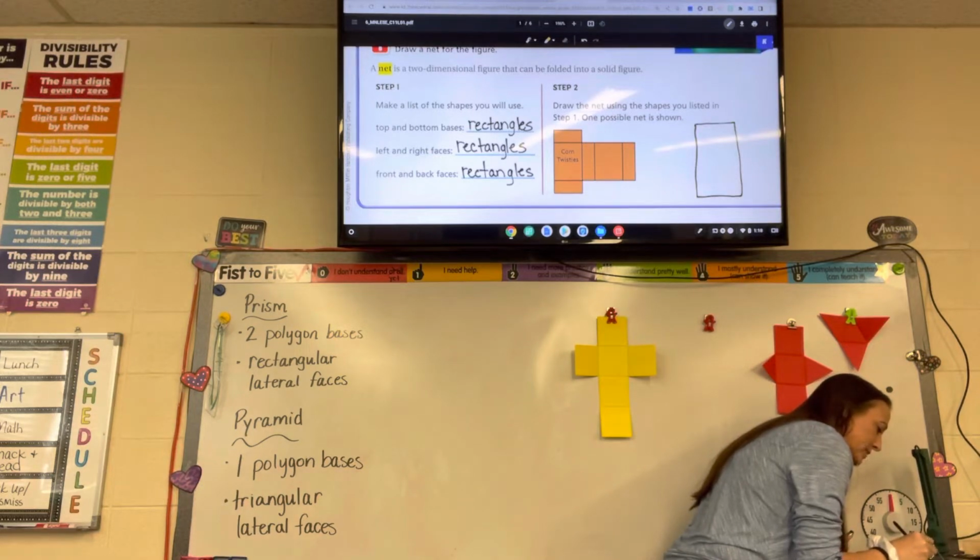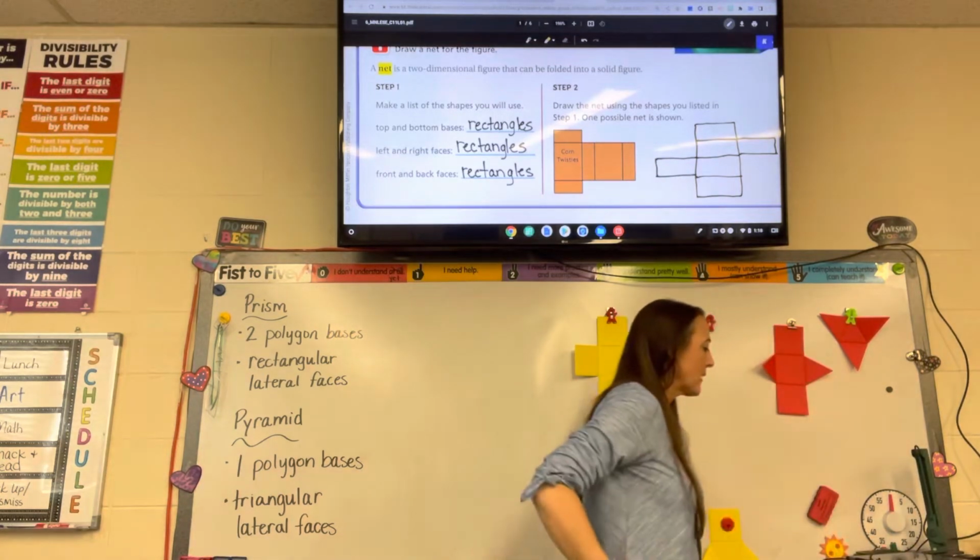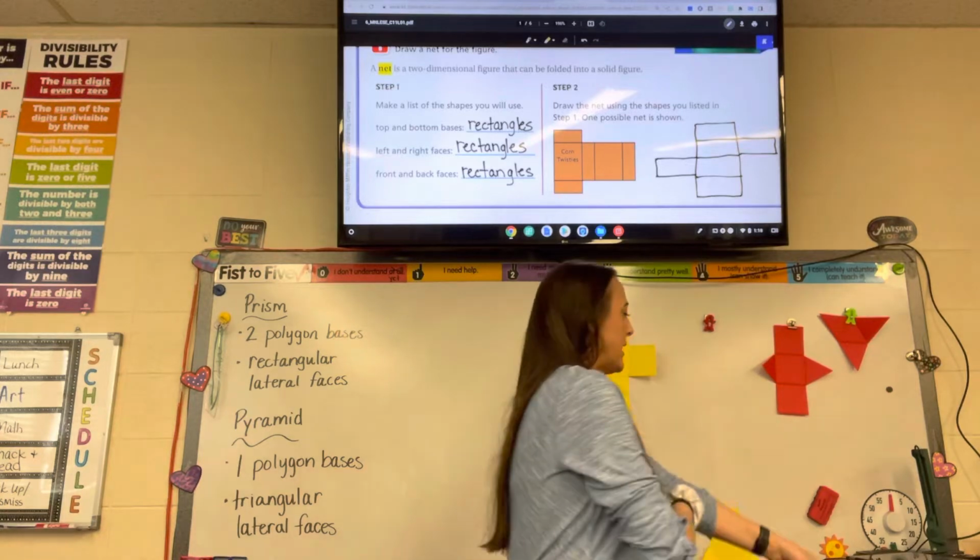4 rectangles connected, and then rectangles coming out from each side. They don't have to be in a T shape. They can be like that as well. Okay, so you need to draw a net.